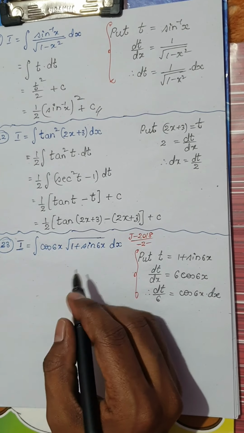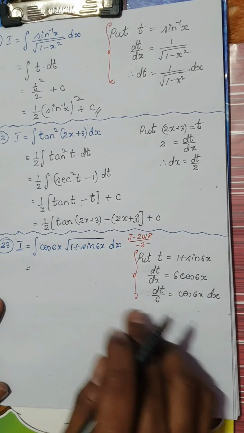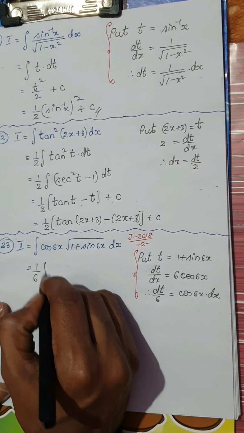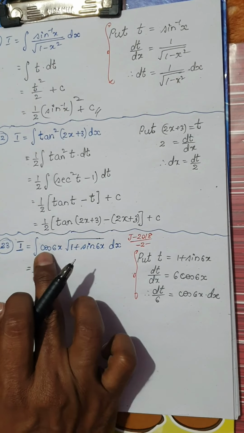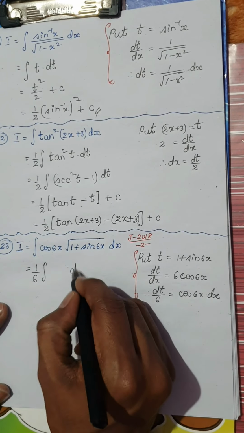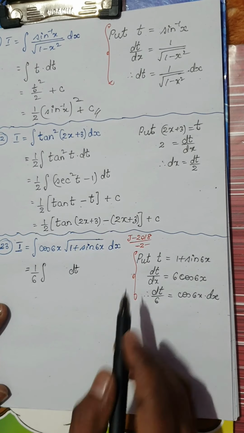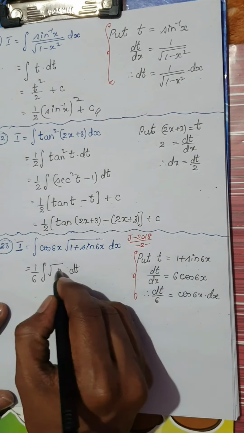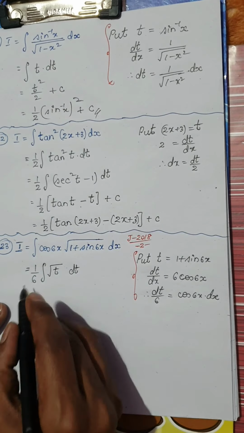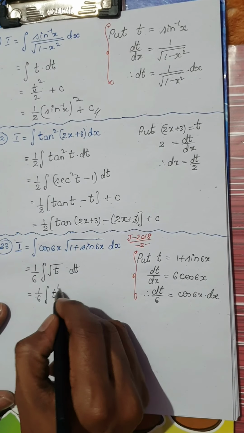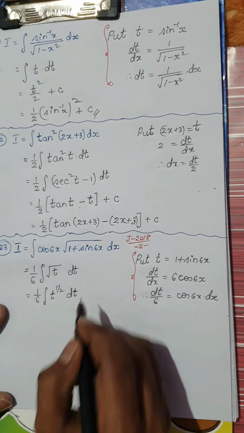Now let us see what happens to the integral. This is nothing but, remember I have dt by 6, so I'll keep this outside as the constant. Integral of, now cos 6x dx would be dt. Now root of 1 plus sin 6x would be root t. So this is nothing but 1 by 6 into t power half dt.